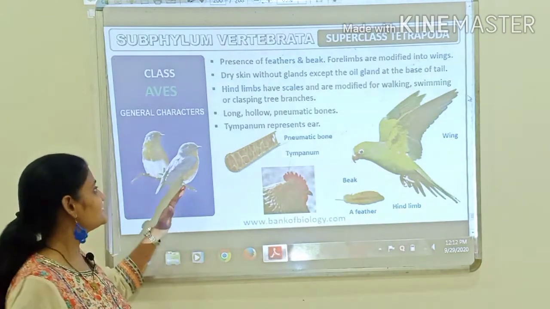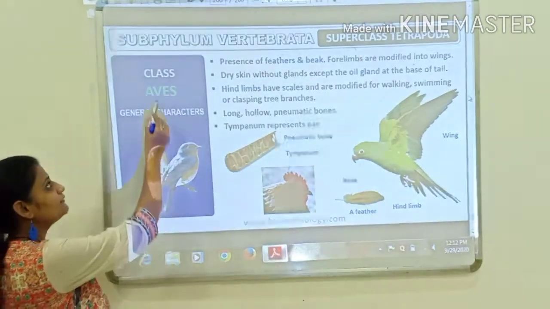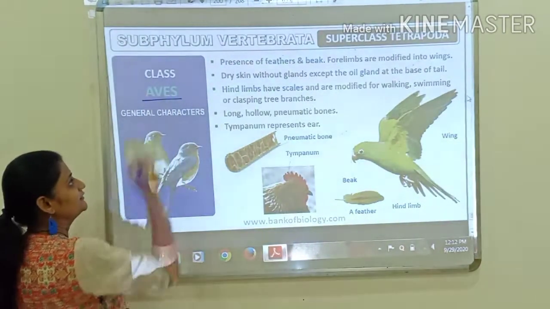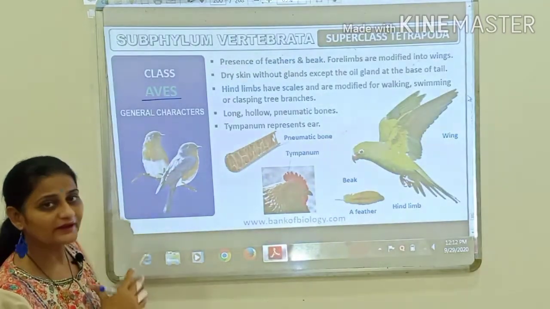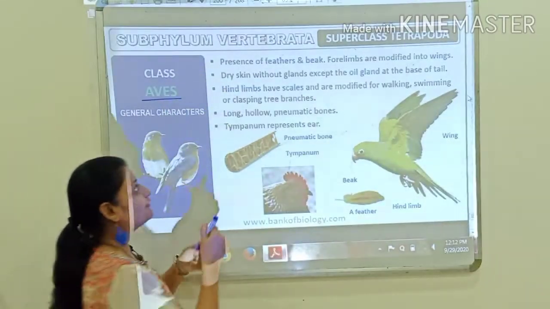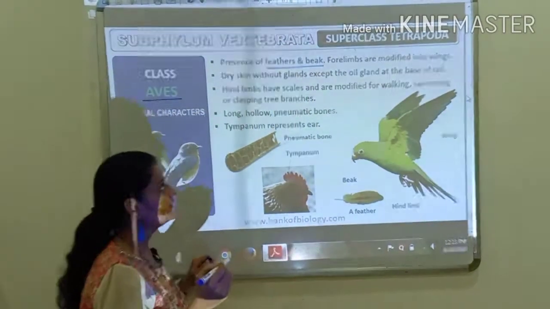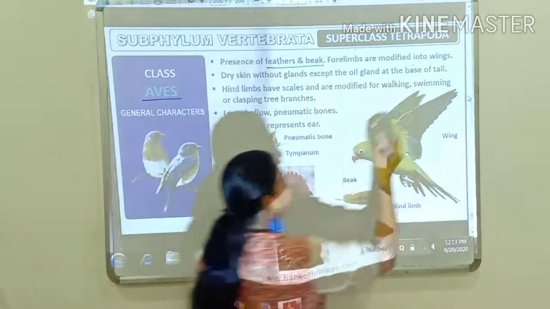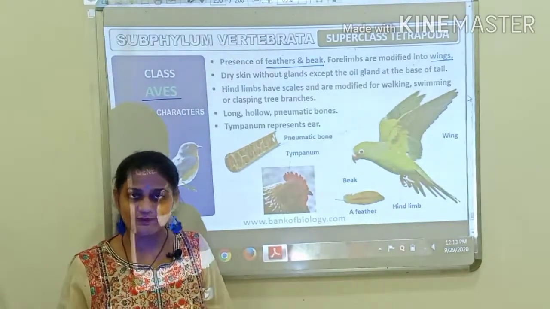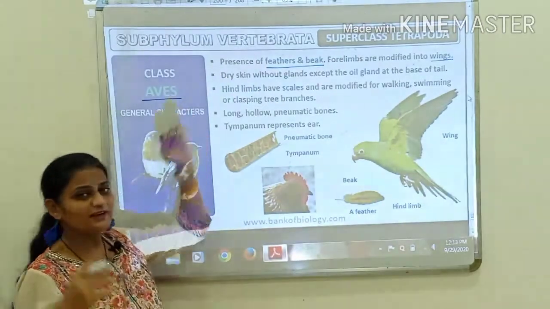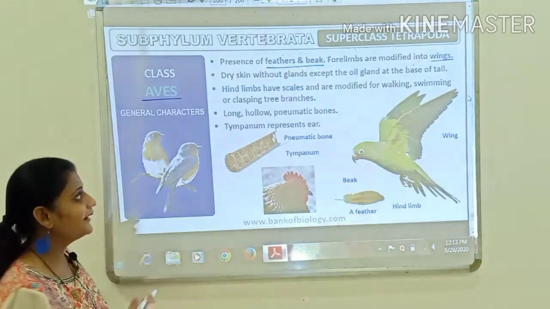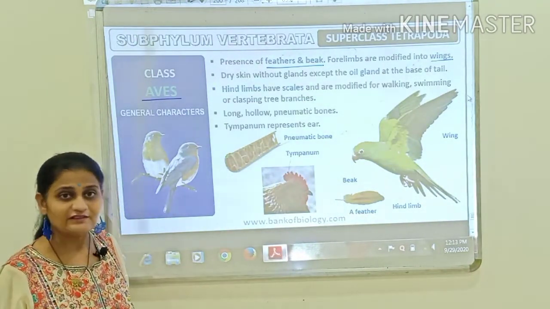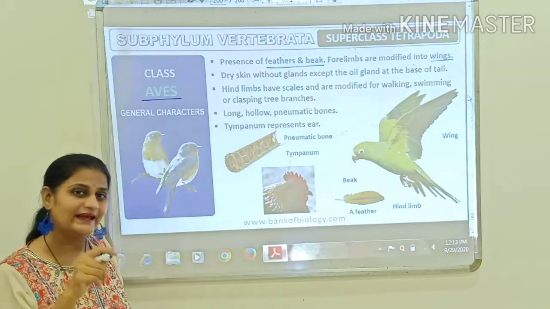Fine. So let us start with the new class, that is class AVES, right? Class AVES. These organisms have feathers and beak. Organisms belonging to class AVES have feathers and beak. ठीक है? Their forelimbs are modified into wings. ठीक है बच्चों, forelimbs माने हाथ and hind limbs माने पैर. ठीक है, तो एव्स के जो फोर लिम्स हैं वो मॉडिफाइड हुए हैं विंग्स में, राइट? So the forelimbs are modified into the wings and they have feathers on their body and they have beak.